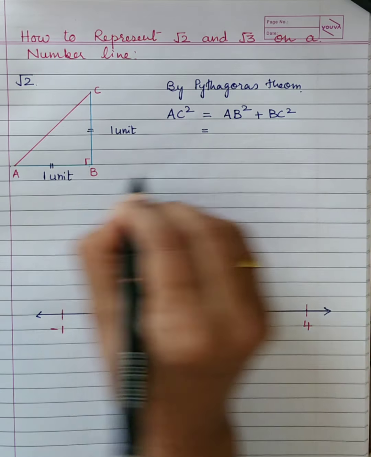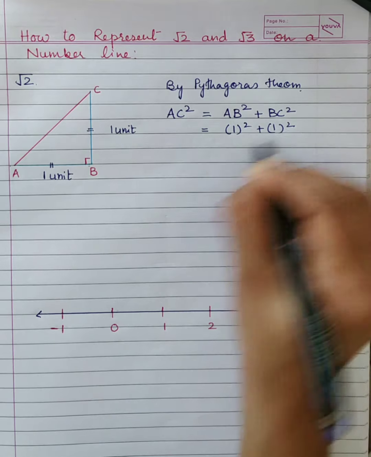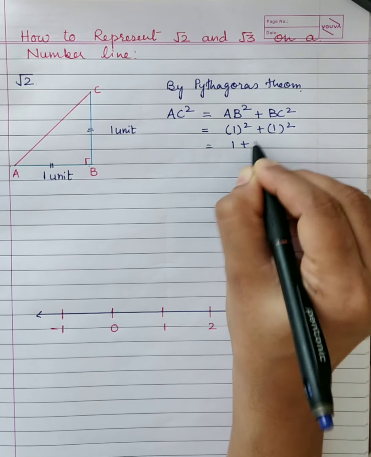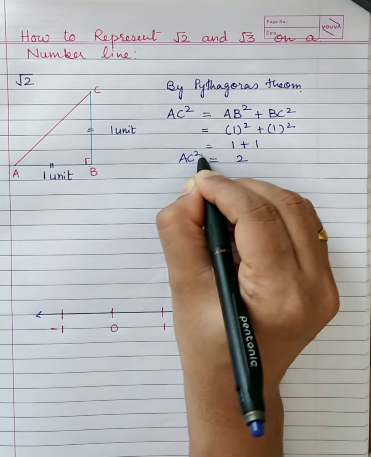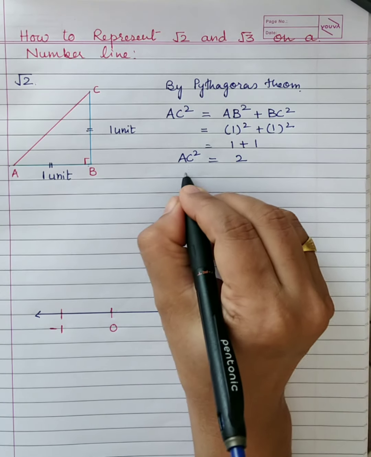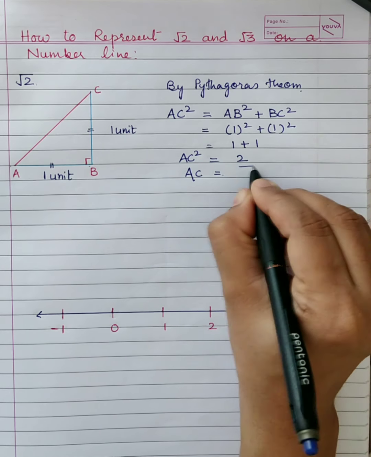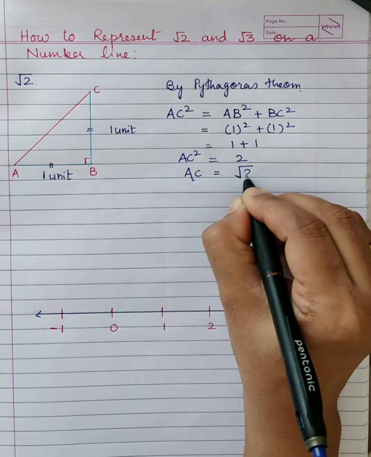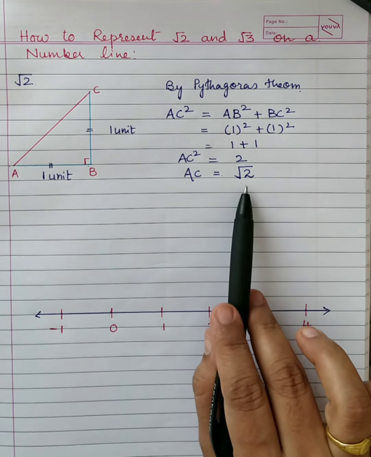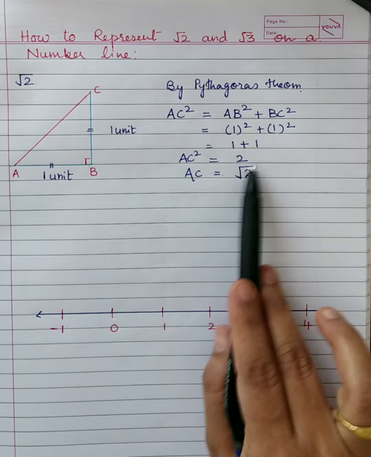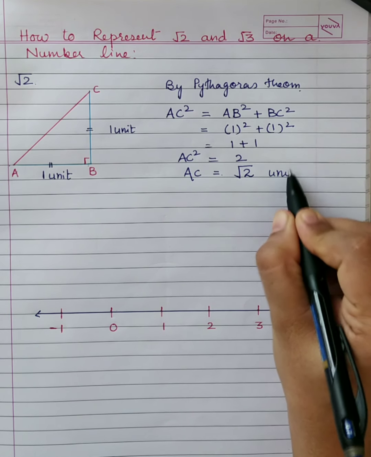Now AB we have taken as 1. So 1 square plus 1 square, that is 1 plus 1, that is 2. So AC square is equal to 2 units. Taking the square root on both sides, AC will be equal to root 2 units. So this is how the length root 2 is exactly obtained. I am sure you are clear with this.